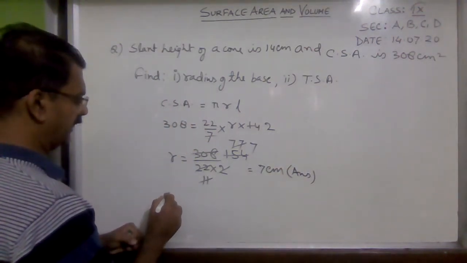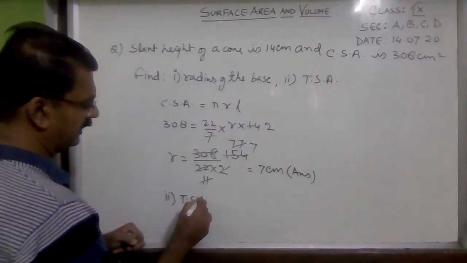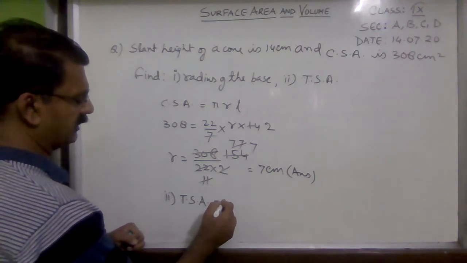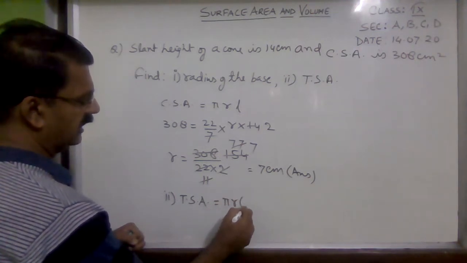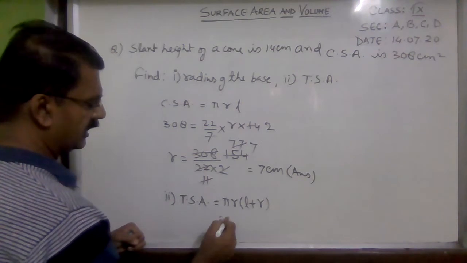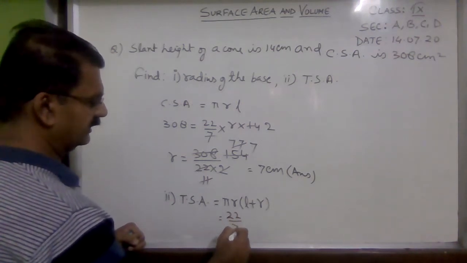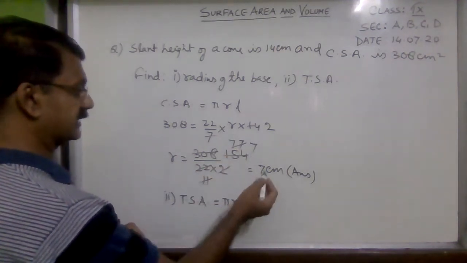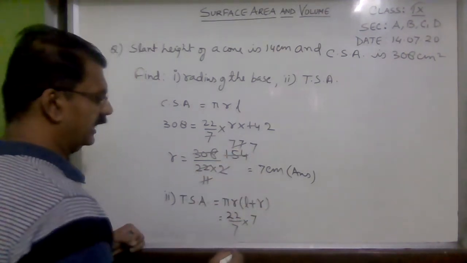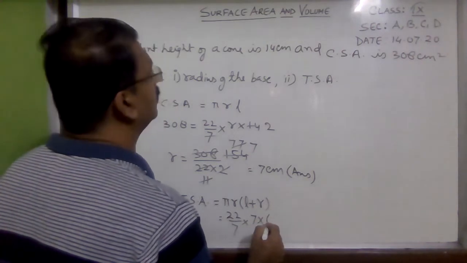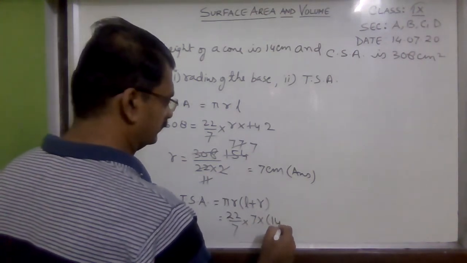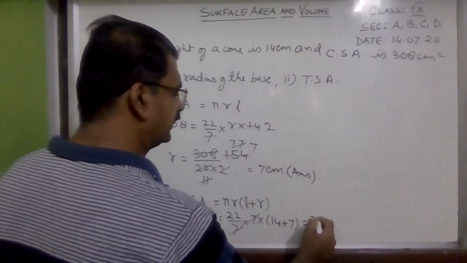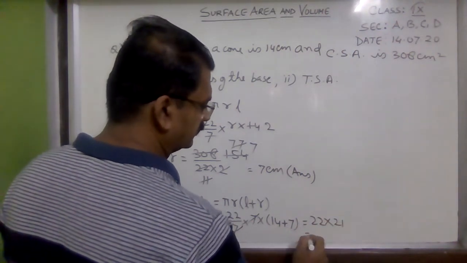Now in the second part you have to find the total surface area. The formula for total surface area is pi r within brackets L plus r. The pi is 22 by 7. R we have found, that is 7. And L plus R means 14 plus 7. This 7 gets cancelled. So 22 into 21.